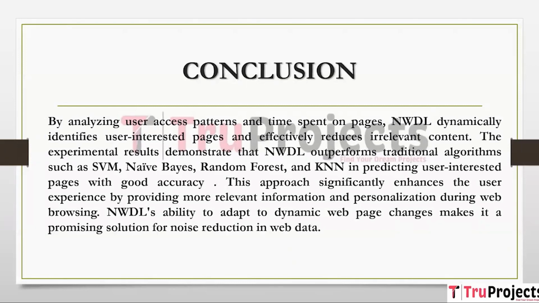Conclusion: NWDL dynamically discovers user-interested pages and effectively removes extraneous information by monitoring user access patterns and time spent on pages. NWDL surpasses standard algorithms such as SVM, naive Bayes, random forest, and KNN in predicting user-interested pages with high accuracy. According to the experimental data, this method dramatically improves the user experience by giving more relevant information and personalization when exploring the web. NWDL is a potential method for noise reduction in web data due to its ability to react to dynamic web page changes.